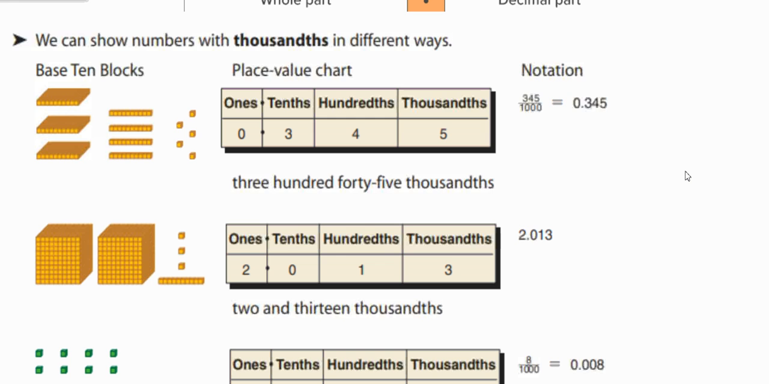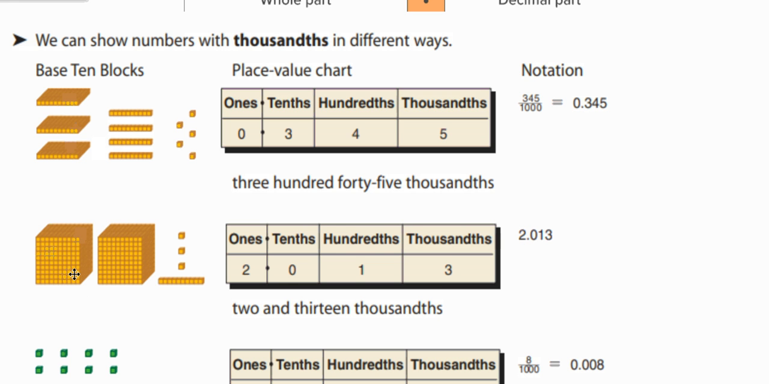So we can show numbers with thousandths in different ways. One way is with base 10 blocks. Now, when we use our base 10 blocks, they start to represent something slightly different, and we need to relabel what they are. So when I am using base 10 blocks, our hundreds, what we would typically call 100, are actually going to become our tenths. These are going to be our hundredths, and these are going to be our thousandths. And the reason for that is because there are 10 thousandths in a hundredth and 10 hundredths in a tenth. And so we still need to have that structure going up.